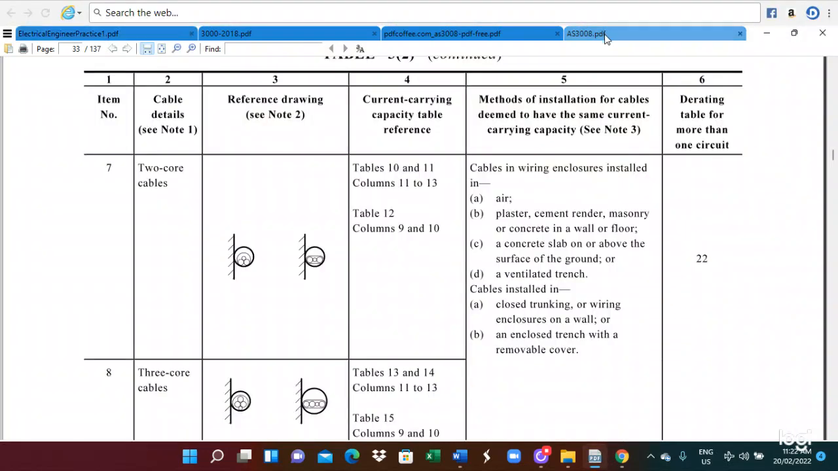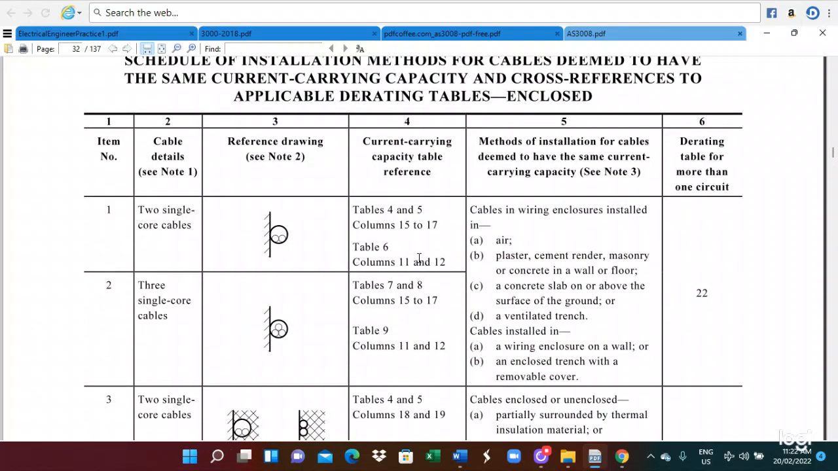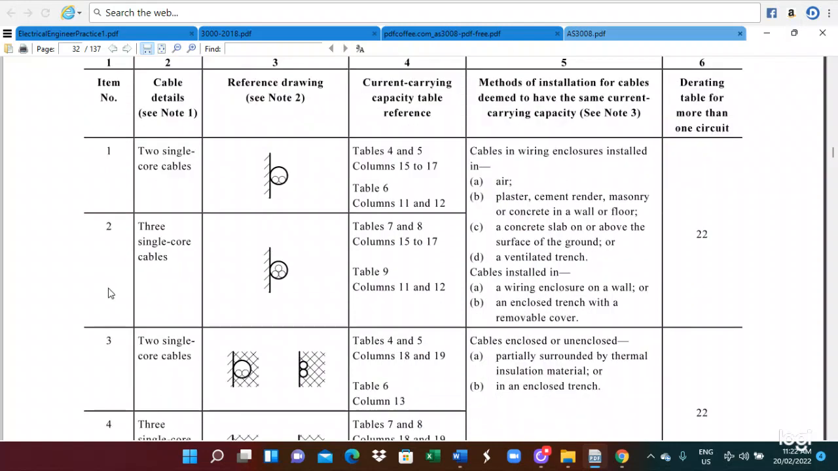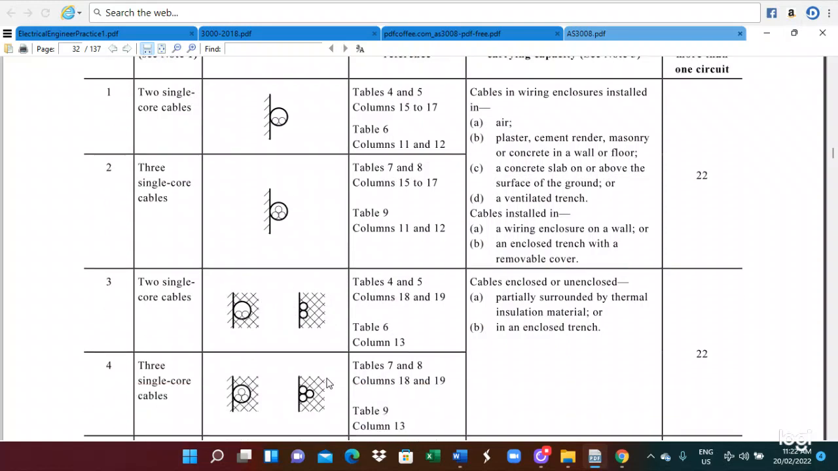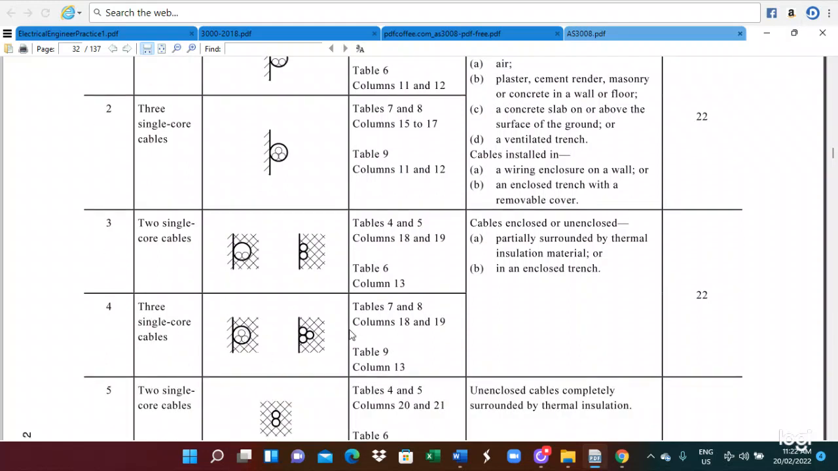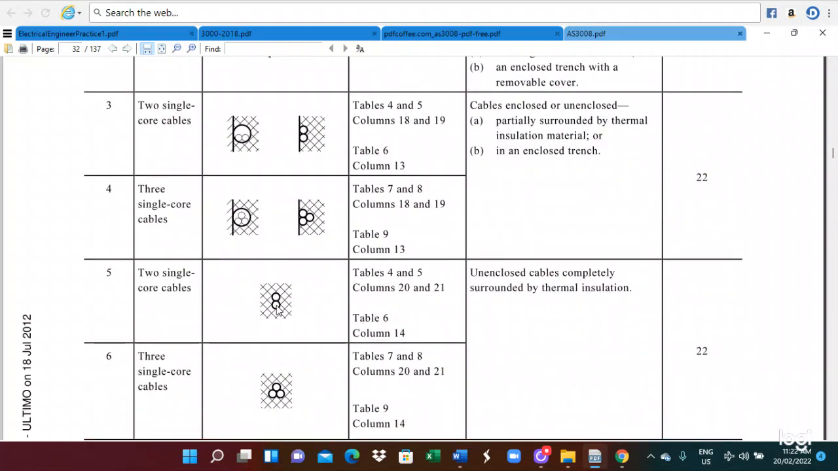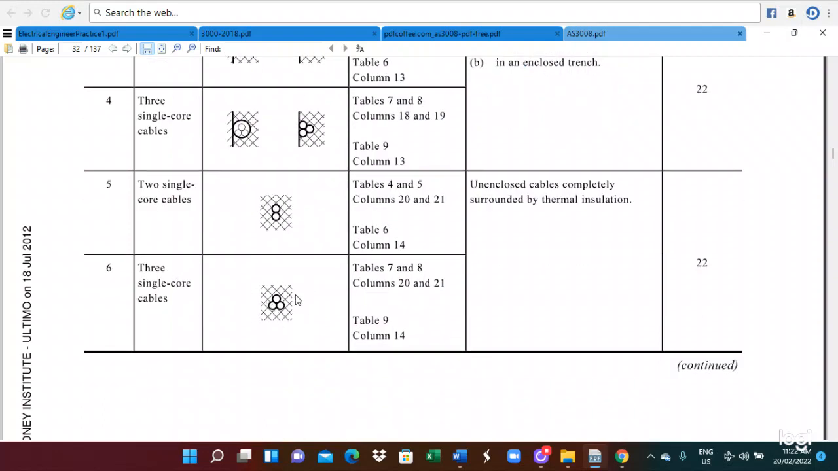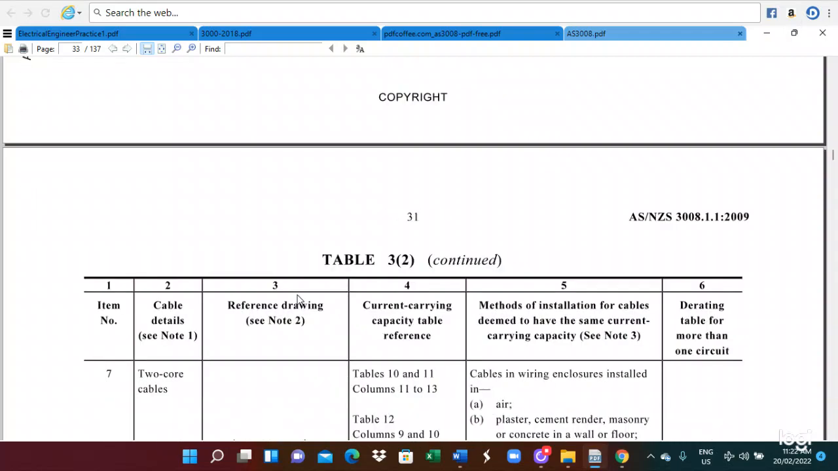There are items 1, 2, 3, 4. In this case, two single-core cables use item 1, and three single-core cables are item 2. Two single-core cables in conduit and surrounded with insulation, and three single-core cables surrounded with insulation, are the next items. Two single-core cables not in conduit, and three single-core cables not in conduit, are the next ones. So these are the items, and then two-core cable and three-core cable.